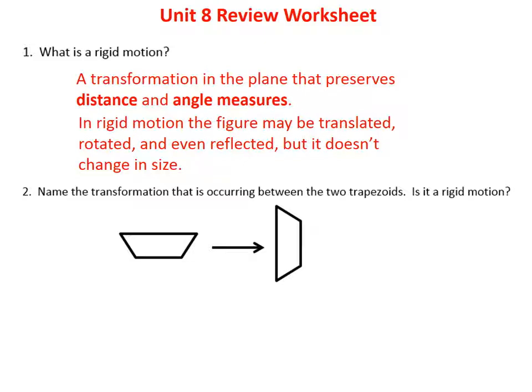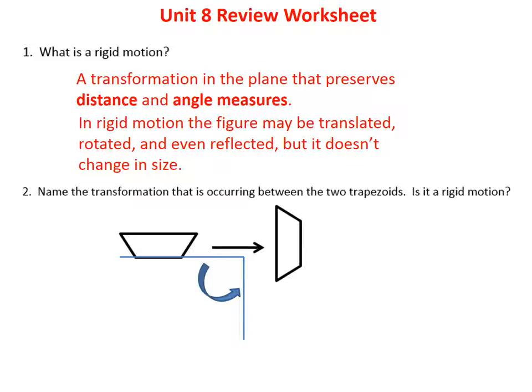Think of a rigid motion as having a box that's metal or wood. It stays the same size. You can move it around, you can turn it upside down, you can throw it across the room, but it stays the same size. And that's what a rigid motion is.